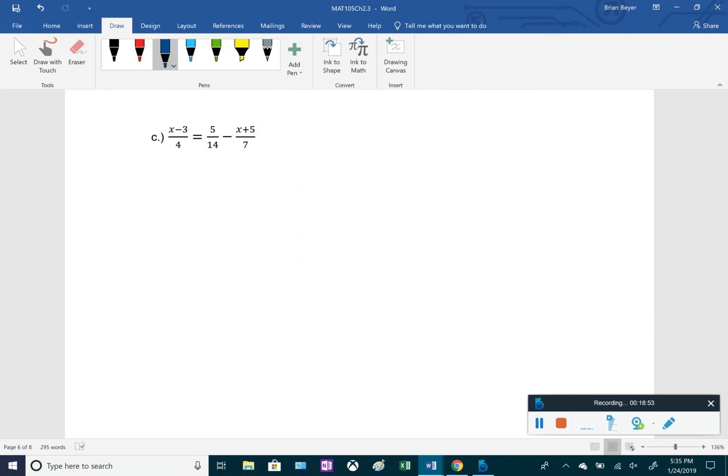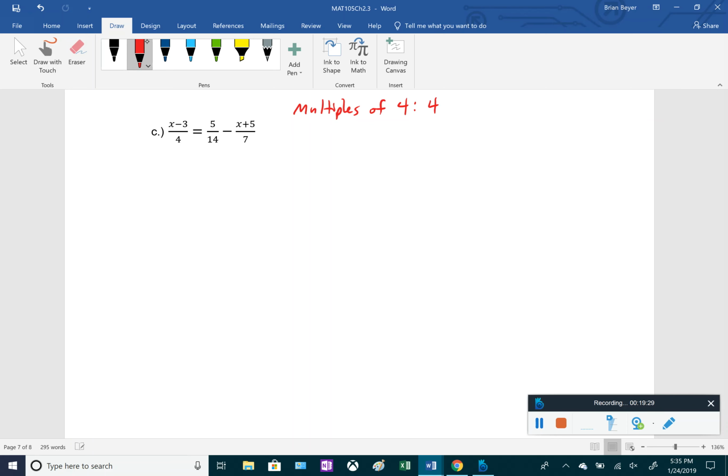Okay, so let's do another one. Second last one. So we have x minus 3 all over 4 equals 5 over 14 minus x plus 5 over 7. So we need to find the LCD of between 4, 14, and 7 for those denominators. So let's actually, before I write what the LCD is, this one's a little bit more challenging because there's 3 of them. So multiples, I'll list out the multiples.